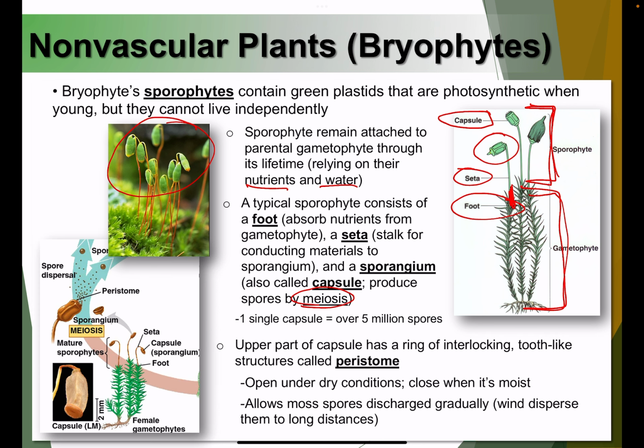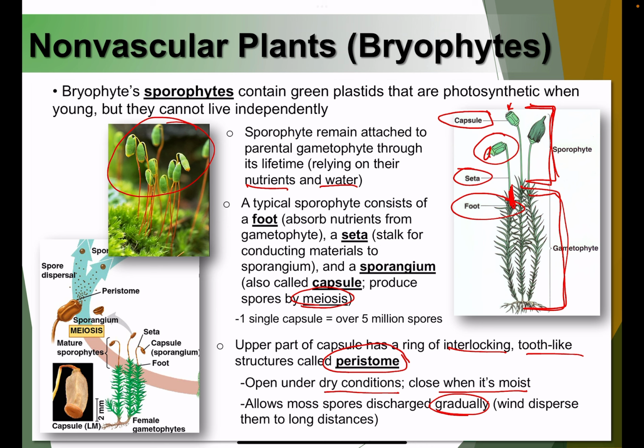So the upper part of the capsule, this part gets interesting. The upper part of the capsule, which is this little pointy thing right here and this little teethy thing right here, actually has a ring of interlocking tooth-like structure called a peristome. These peristome would actually open under dry condition, and then they would close when it's moist. And this allows moss spores to be discharged gradually instead of in a big cloud of spores.